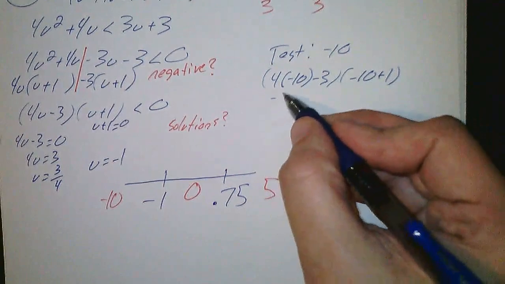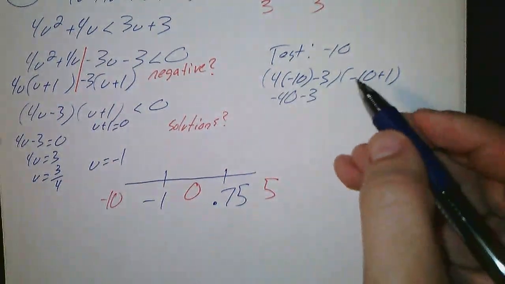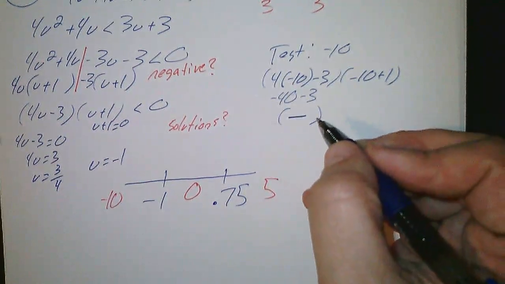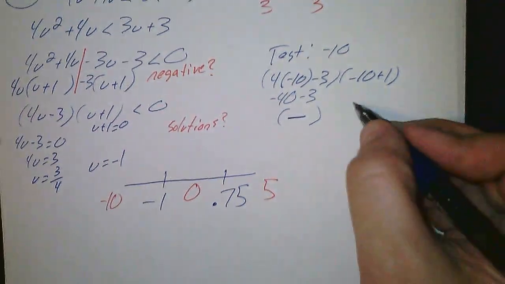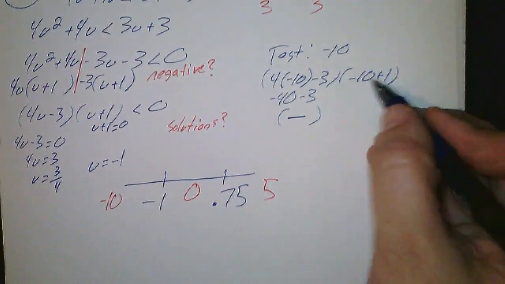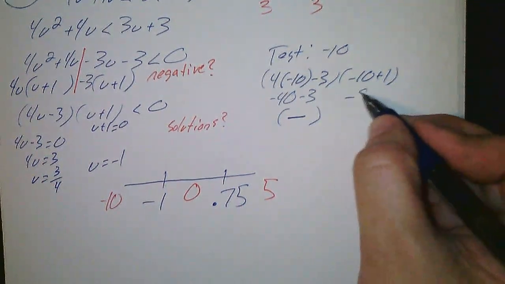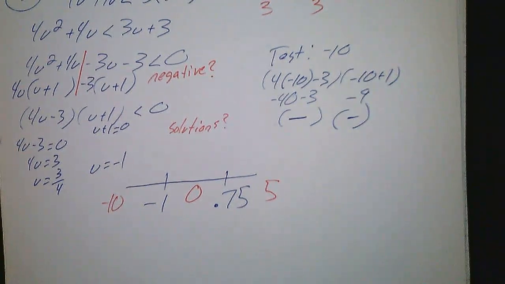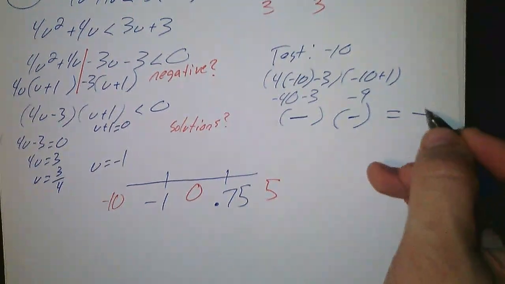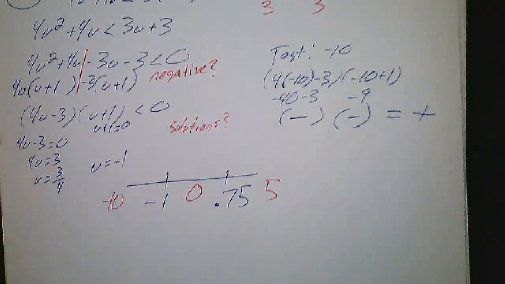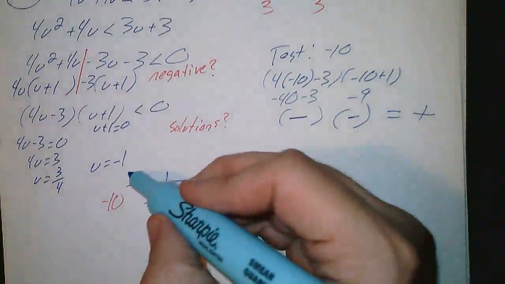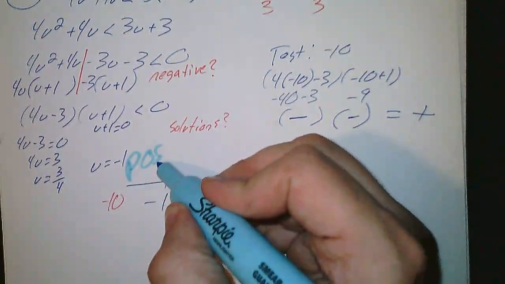So 4 times -10 is -40. -40 minus 3 is a negative value. It's -43. -10 plus 1 is -9, which again is a negative value. So a negative times a negative is positive. So when we plug -10 into the function, we get a positive value.